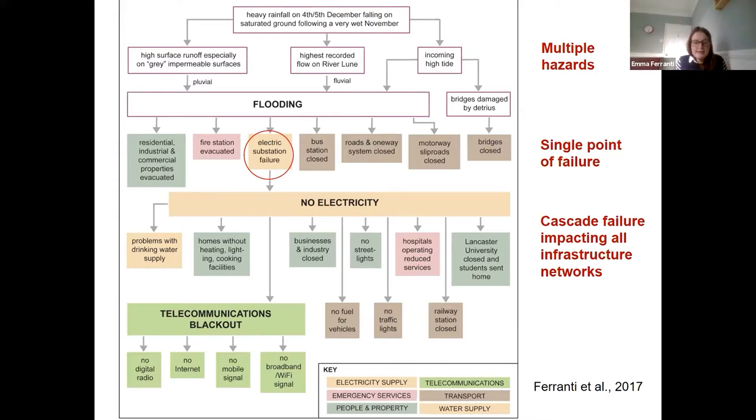And, you know, the thing is, why did we not see this in advance? A substation on the banks of the river is always going to be prone to flood risk. And I think that's really how these things are black swan events. They're almost hidden in plain sight. And this is what makes them really difficult to plan for.